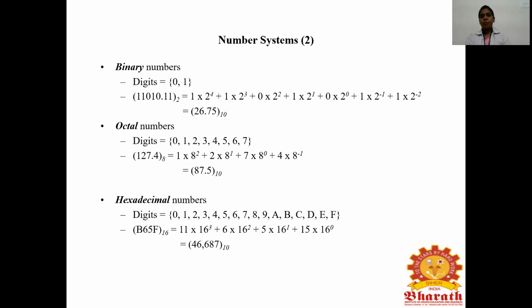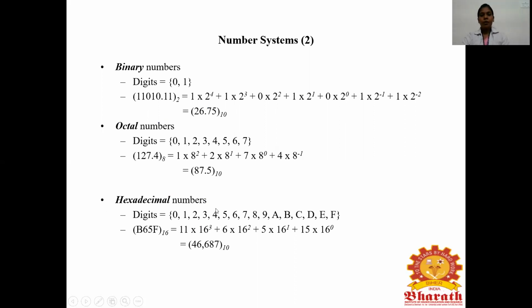First, if we see the binary numbers, its base is 2 and its digits are 0 and 1. As its base is 2, it follows 2 digits that are 0 and 1. And then if we see the octal numbers, its base is 8. So we have 8 numbers. It starts from 0 and goes from 0 to 7.